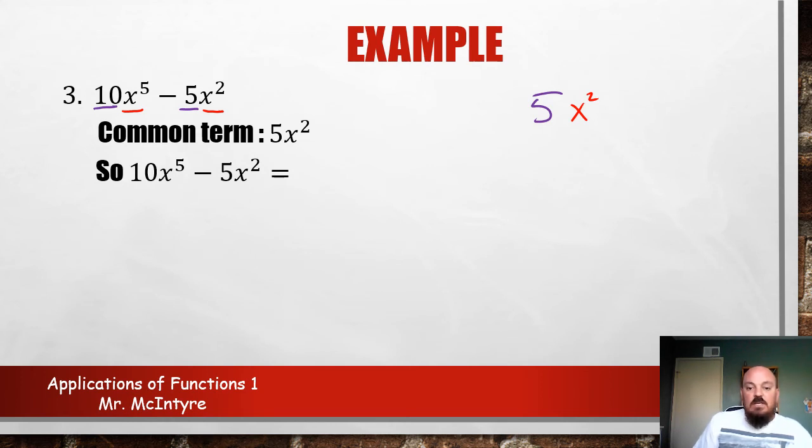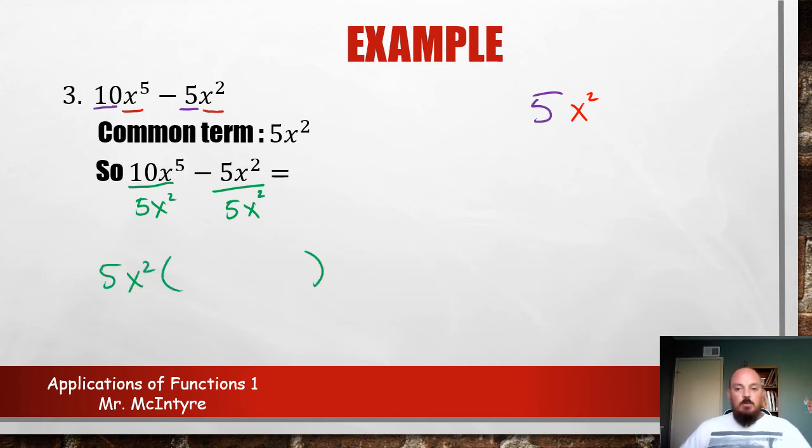Same as before, once you realize the common term, you're going to divide each term by that. When you divide it out, it comes out front, 5x squared. And I'll put parentheses now, and we'll see what's left over after we divide. So for my first term, 10 divided by 5 is 2. And x to the 5th divided by x squared. There's 2 ways to think about this. Kind of our shortcut rule, when you're dividing x's, you subtract the exponents. So you would say 5 minus 2 is 3. So I have x cubed.